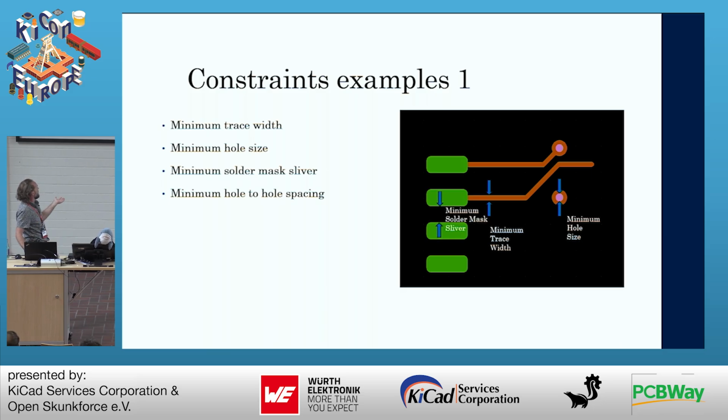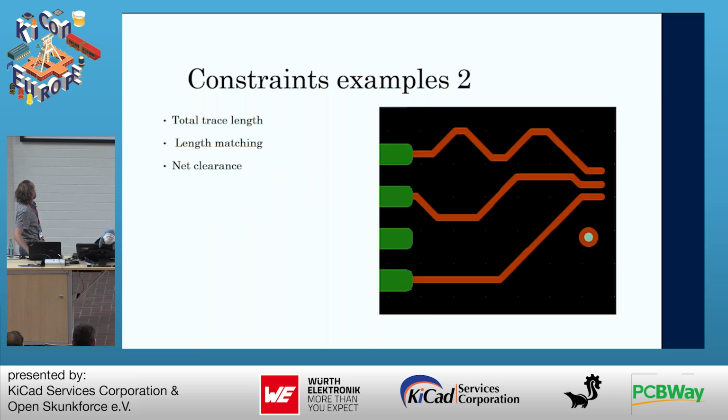You have a minimum solder mask sliver. If you have 2 solder mask openings, how small can the sliver between those openings be? That's a constraint you put into your design. And hole-to-hole spacing. These are all related, or mostly related, to manufacturing: will your manufacturer be able to actually produce your PCB?